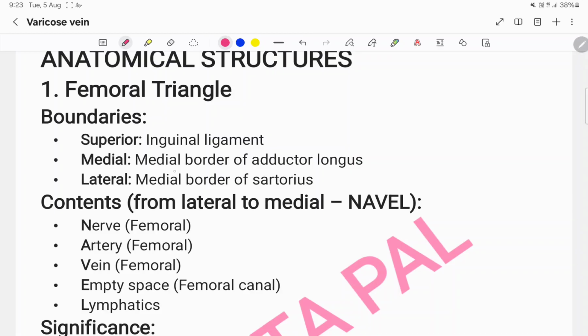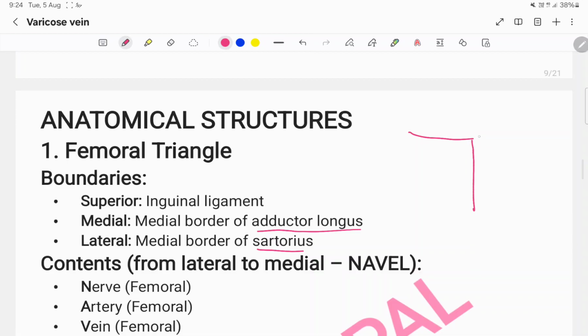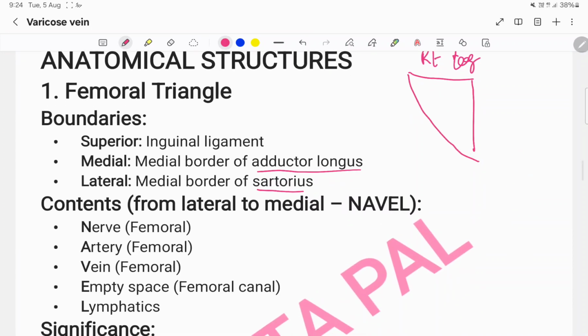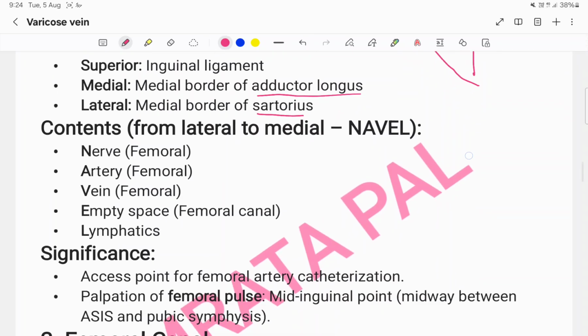Next is the medial boundary. The medial boundary is formed by the medial border of the adductor longus, and the lateral boundary is formed by the sartorius. So here is the inguinal ligament. Here, if it is the right leg, here is the sartorius. This is the femoral triangle. Now, what is the content? From lateral to medial: nerve, artery, vein, and lymph nodes. What is the name? The lymph node of Cloquet.